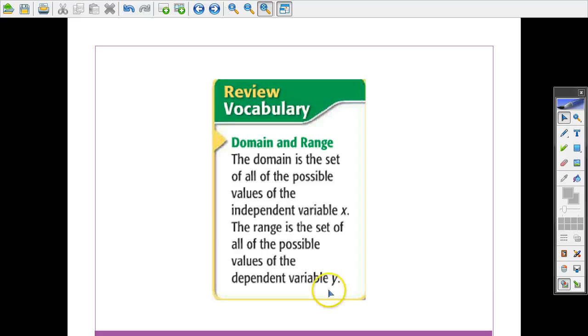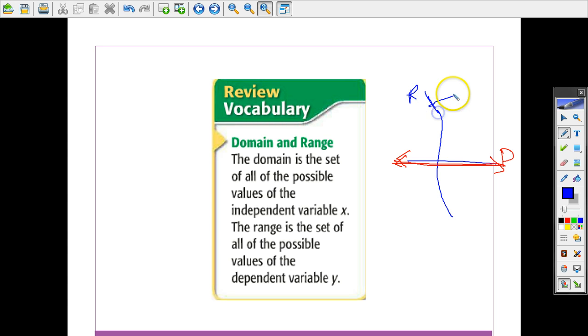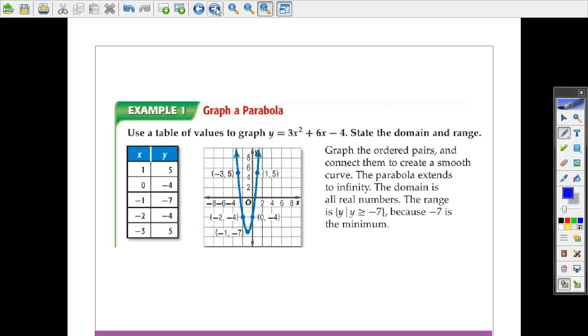All right, domain and range. Domain is the set of all the possible values of the independent variable x, and the range is the possible set of values on the y. So when we're talking about domain here, domain is everything that's possible on the x-axis. Let's put D for domain. And when we're talking about range, range is everything that's on the y-axis. Remember, the y-axis looks like a capital Y going up and down. So range is everything that's possible on the y-axis. Okay. All right, so how do you graph a parabola?